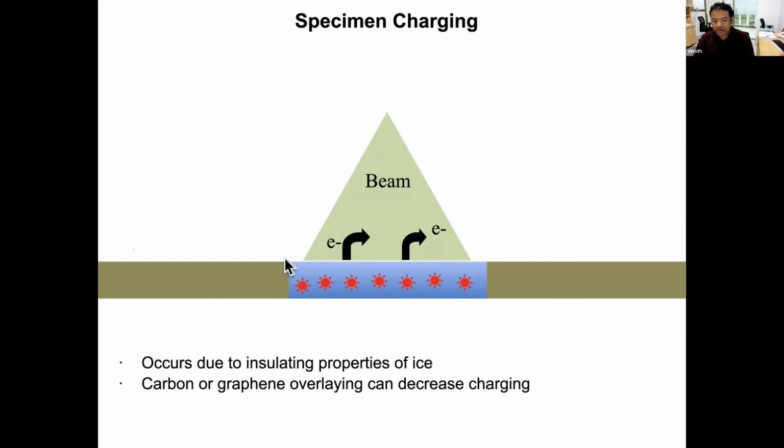One way to overcome this is to add a carbon or a graphene layer on top of the ice, and then you can decrease charging.